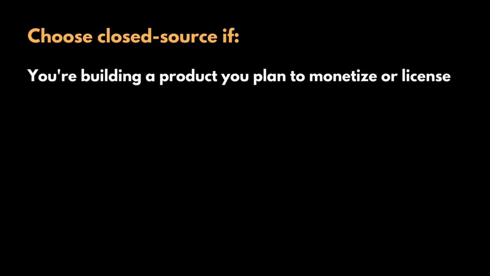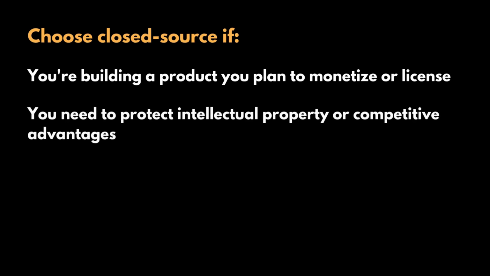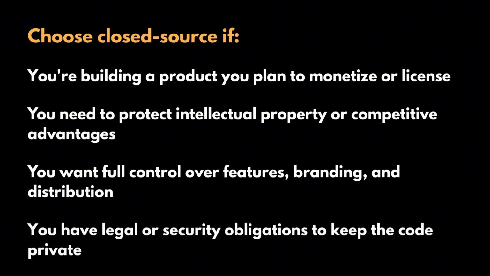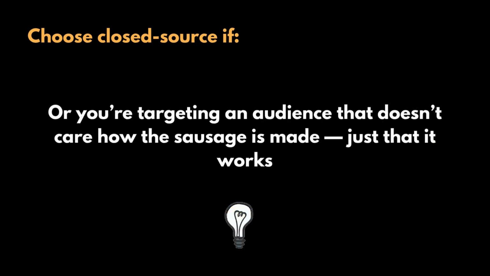Choose closed source if you're building a product you plan to monetize or license. You need to protect intellectual property or competitive advantages. You want full control over features, branding, and distribution. You have legal or security obligations to keep the code private. Or you're targeting an audience that doesn't care how the sausage is made, just that it works.